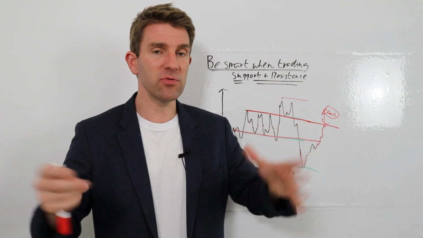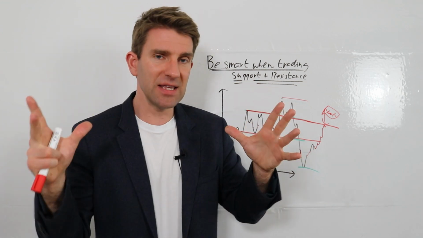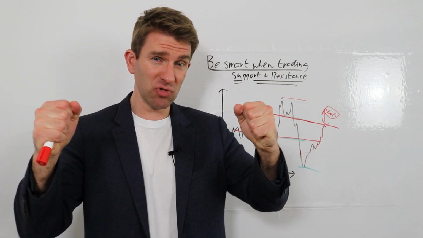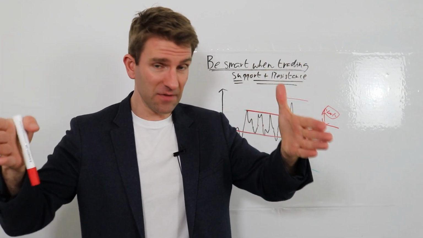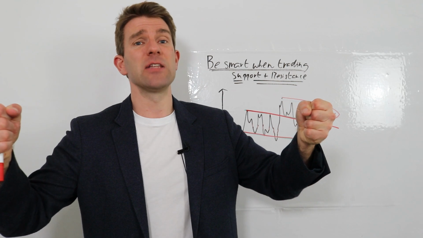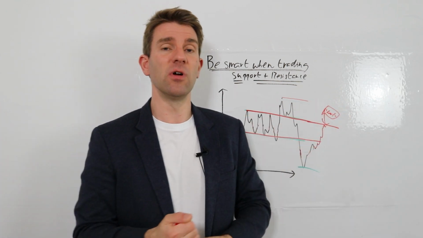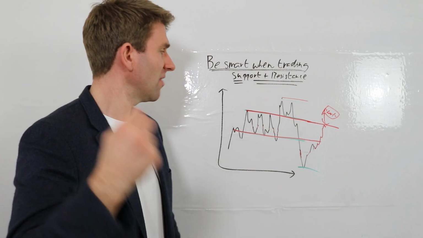Forget your minor levels, forget the small moves up to it. The extended move has a stretch, like a spring, and then imagine the spring stretched and it finds some level of resistance. It's more likely to reverse than when it's just getting going and blasting through. So that's the approach when you're trading range bound conditions.